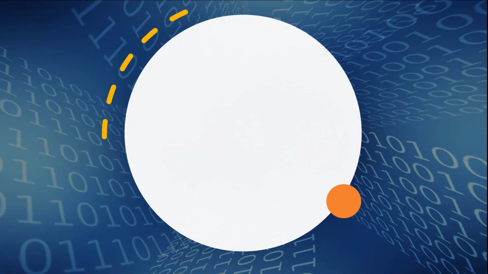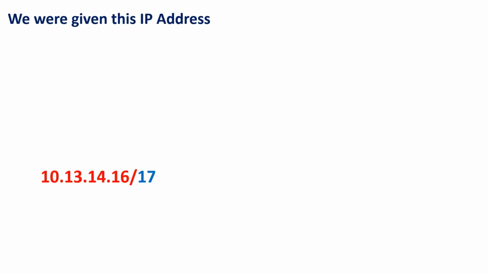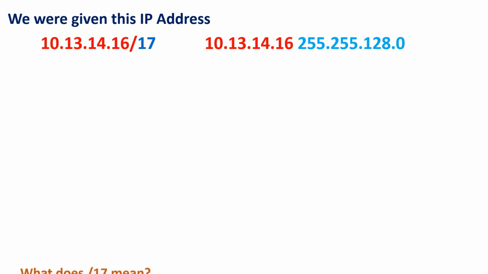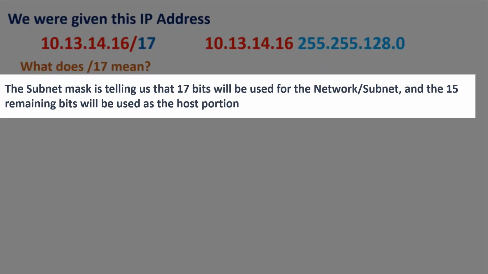Hello, I'll continue talking now about IP version 4 subnetting, and this is part 2. Now we were given this IP address of 10.13.14.16/17, which is also 10.13.14.16 with the subnet mask of 255.255.128.0. Now what does /17 mean here?